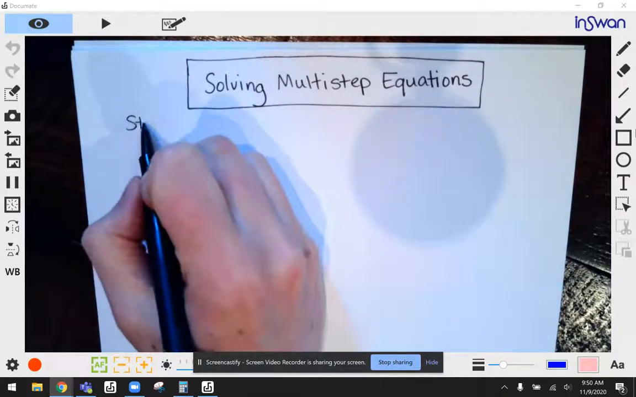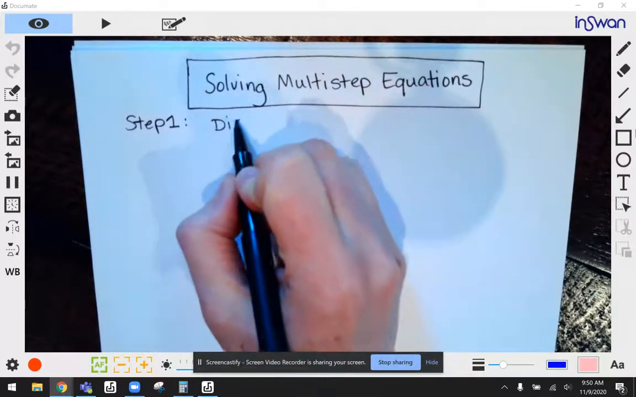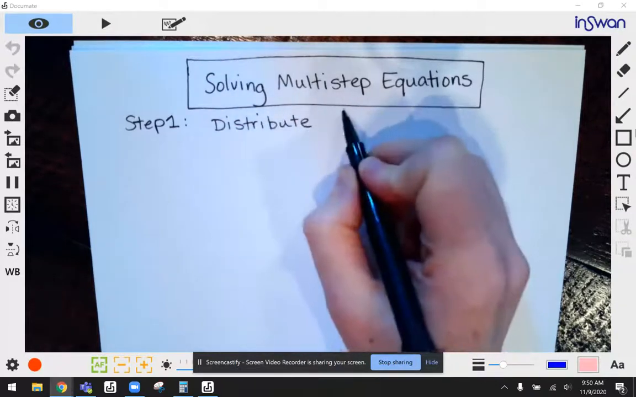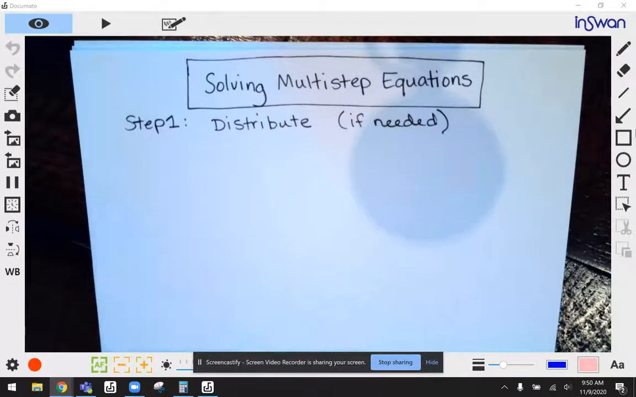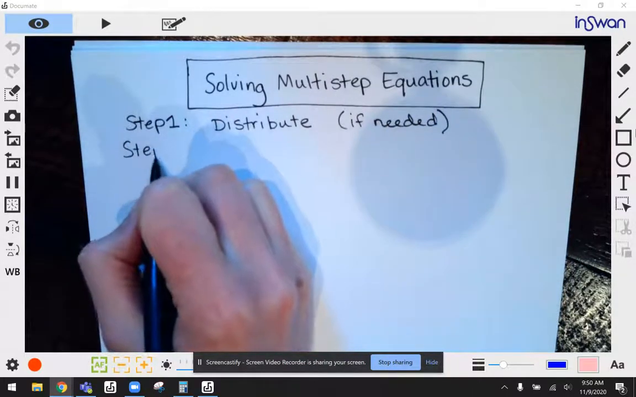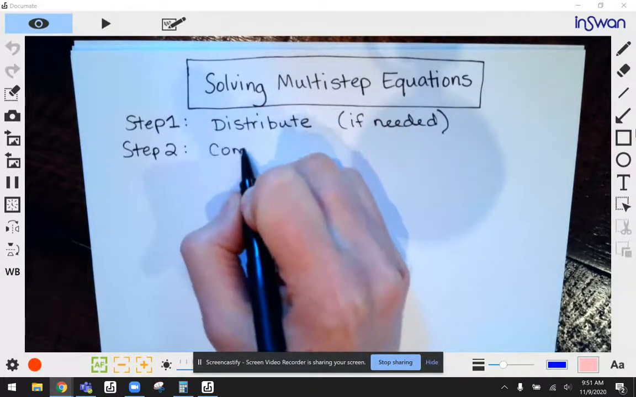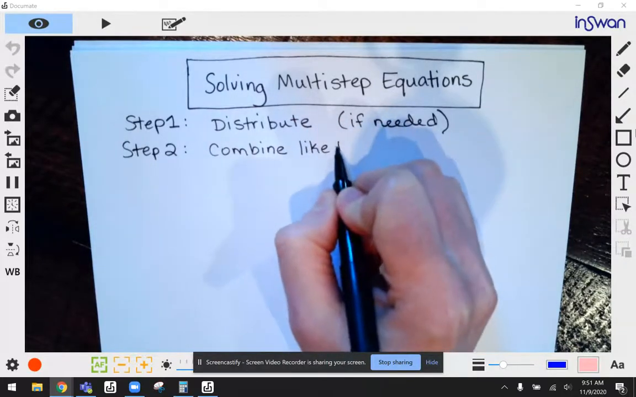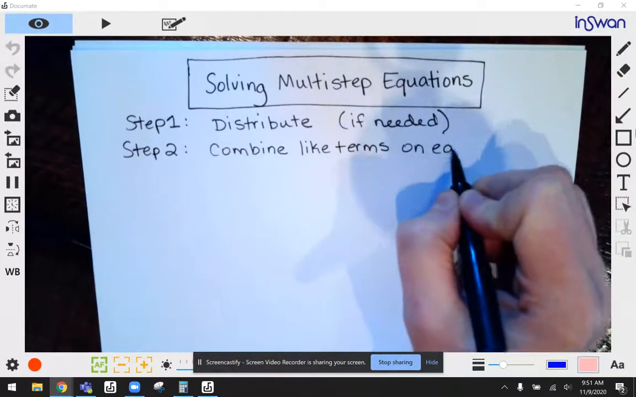So step 1, when you see a multi-step equation, is going to be to distribute if there are parentheses. So I'll put in parentheses if needed. You typically will need to distribute to get rid of any parentheses. Step 2 will be to combine like terms on each side of the equation.